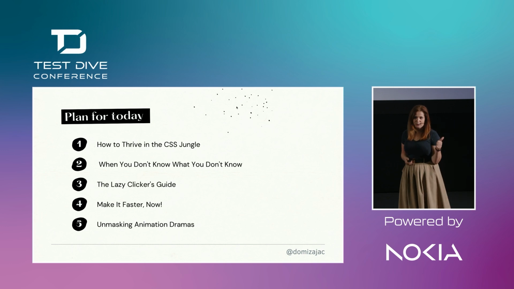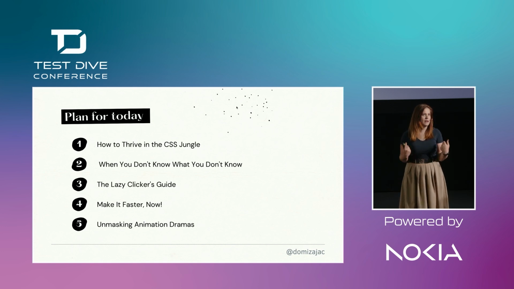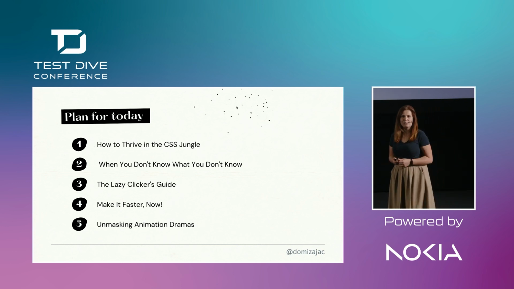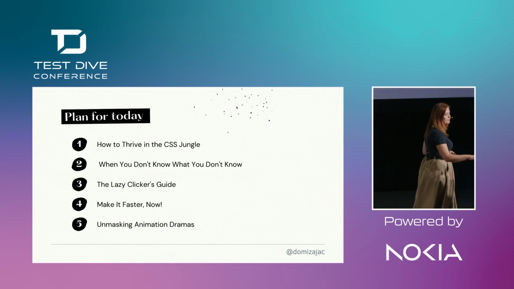First of all, how to thrive in the CSS jungle. We all love CSS, right? Secondly, when you don't know what you don't know, what to do. Very, very interesting topic. Third one, lazy clicker's guide. So when you, like me, are a person who hates clicking a lot through the web page multiple times. Fourth, make it faster. We all know that we don't want to wait. We just want our web pages to be as fast as possible. And point number five, animations. So let's go to the first one, CSS jungle.